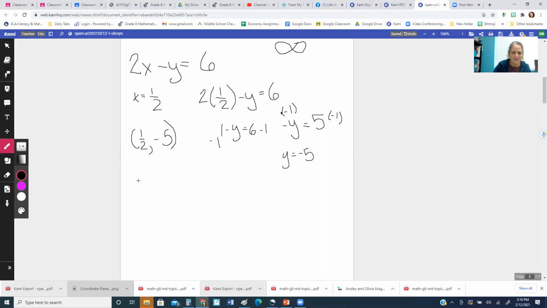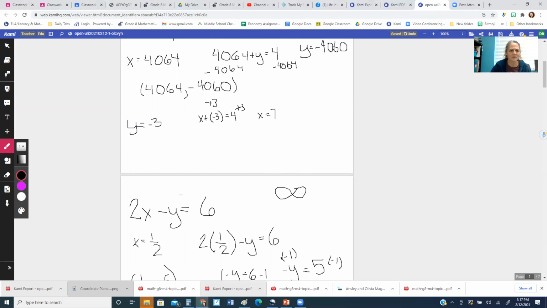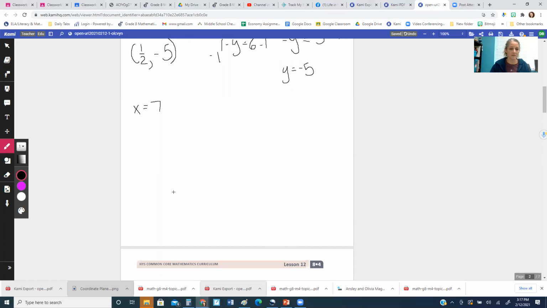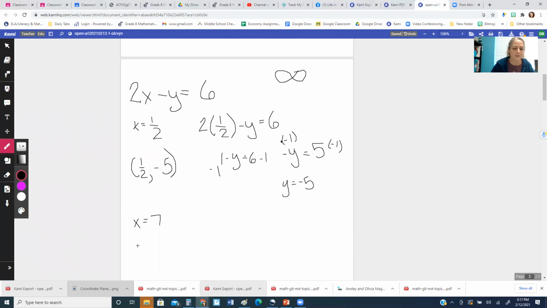And what we end up getting is a whole millions and trillions of points. Let's do one more on this one with substituting. We'll have x equal 7. Why not? Oh, x was 7 up here. Apparently I like the number 7. Okay. So 2 times 7 minus y equals 6.